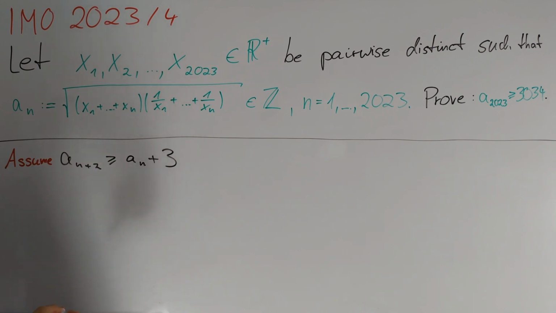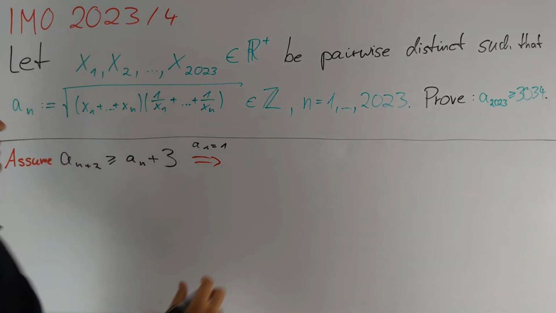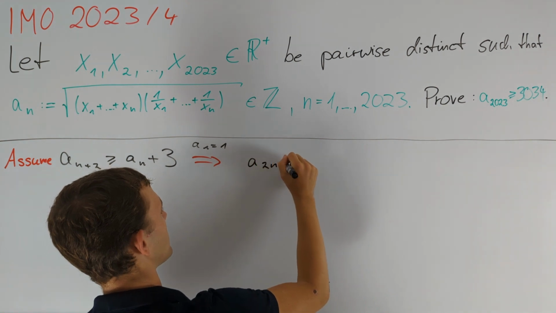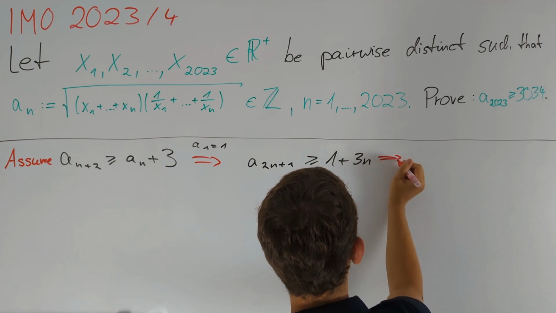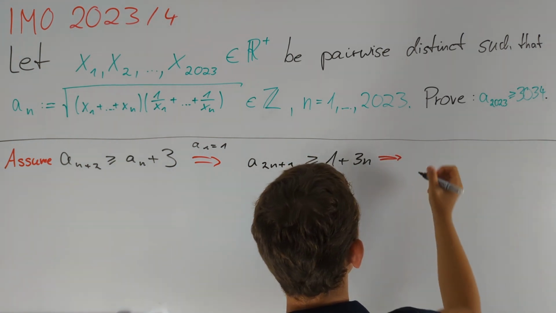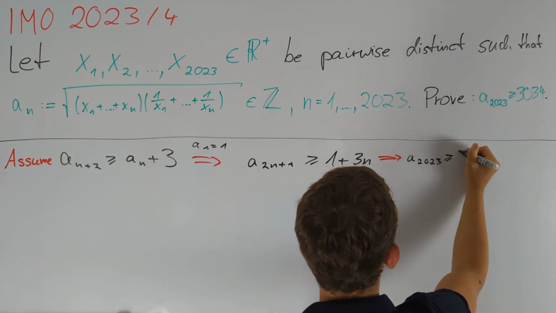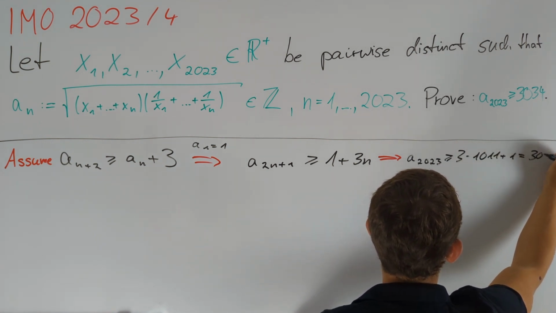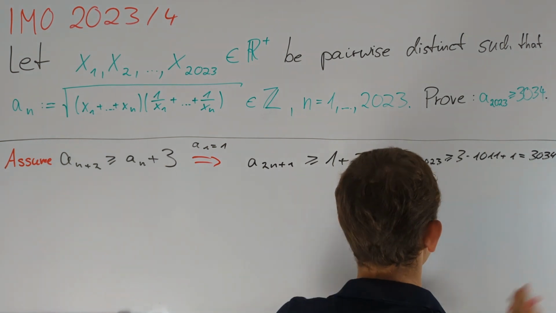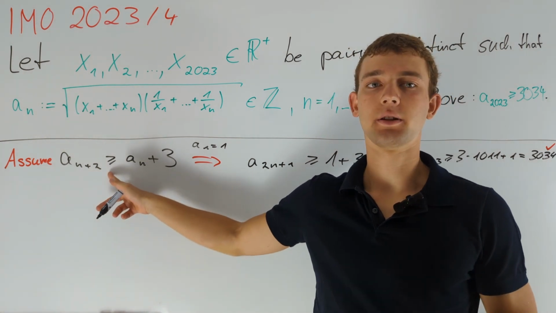So if we assume this to be true for all n, then we can conclude, due to the fact that we know that a1 is equal to 1, by induction that a_(2n+1) must be greater than or equal to 1 plus 3n. 2023 equals 2 times 1011 plus 1, and therefore we can deduce that a_2023 is greater than or equal to 3 times 1011 plus 1, or 3034, exactly as desired. Since this is exactly what we want to prove, it is enough to show that this inequality always holds.